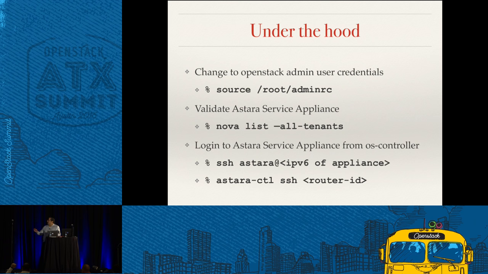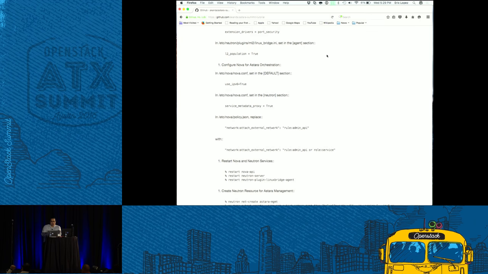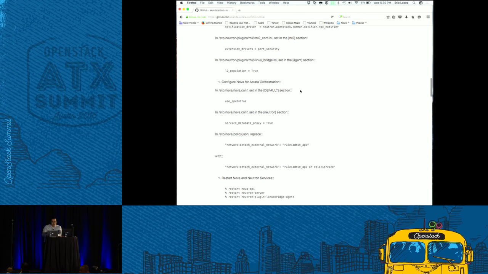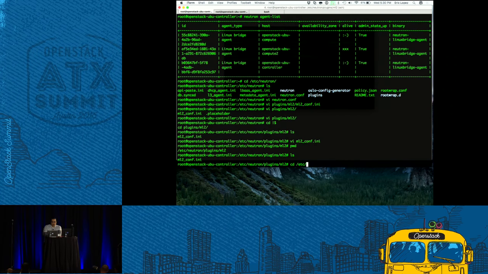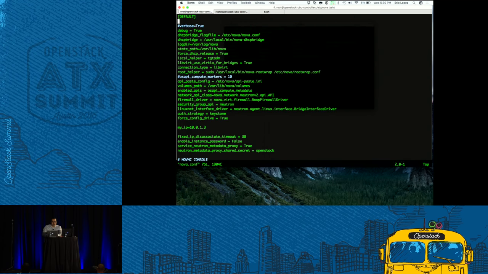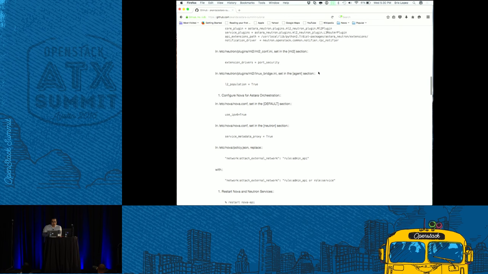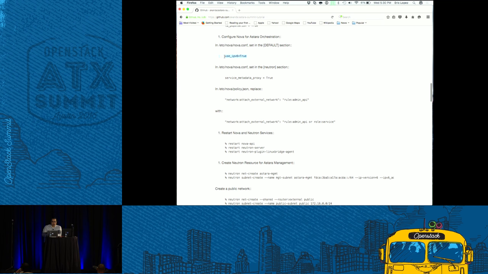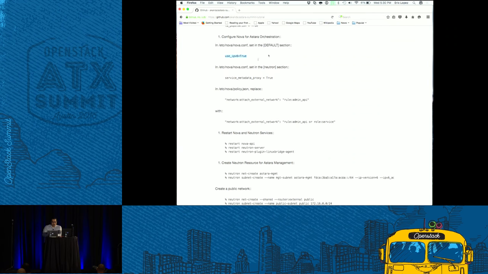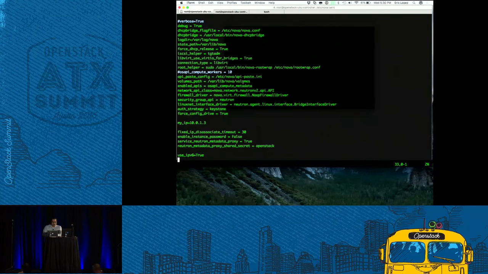I'll quickly go through the deck, like I said, for here. For the Nova instance, go to /etc/nova. So we'll add use_ipv6 is true. You see that the service neutron metadata proxy is set to true. So the only thing we needed to add was the IPv6.